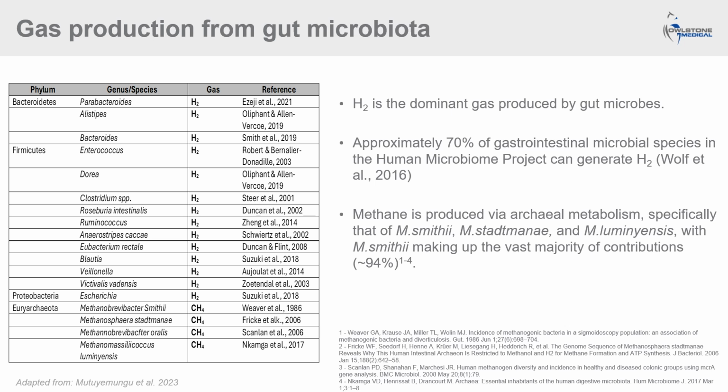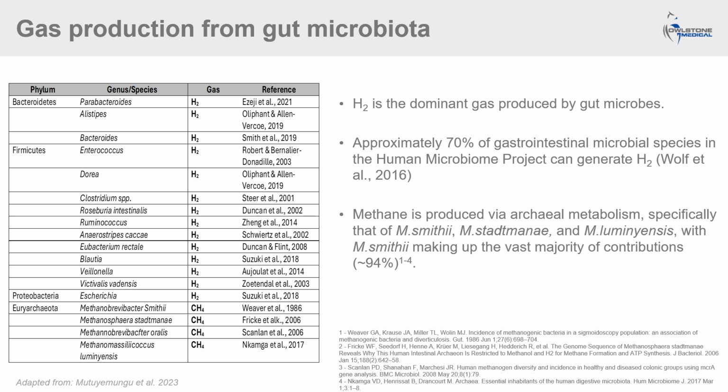And in particular, Bacteroidetes and Firmicutes are the responsible phyla for hydrogen production. When we turn over to methane, we see a slightly different story. Rather than bacterial production, we have archaeal production, in particular Methanobrevibacter smithii, making up around 95% of methane production in the average high methane producer.